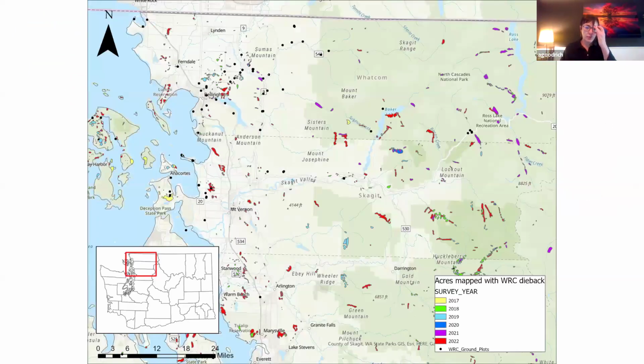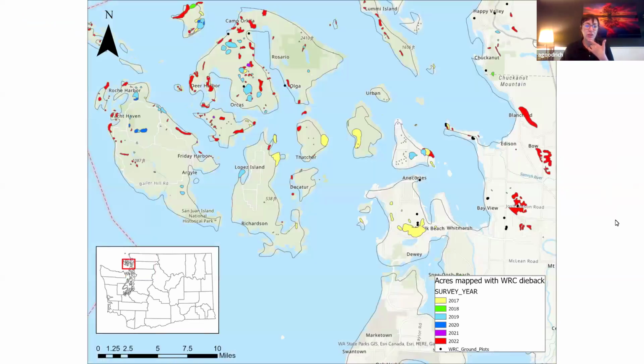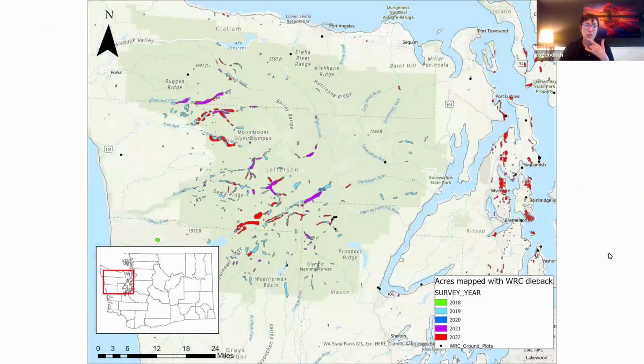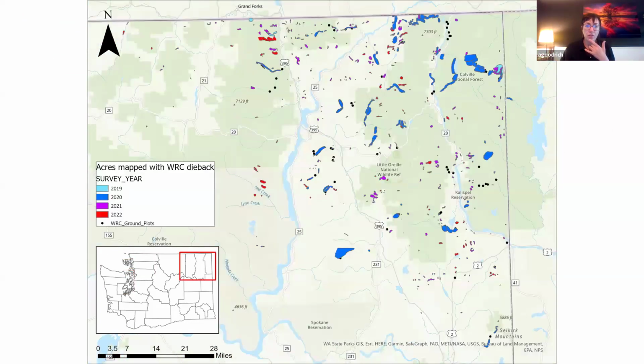This is a close-up of some northwestern counties, Whatcom and Skagit County, and where the Western red cedar dieback was mapped in the different years. This would be some of those polygons. This is San Juan Island, and then some of the lowlands around the Puget Trough area. This is the Olympic Peninsula. You can see it's mapped along these drainages, really prevalently in the Olympics there. And then these are some of the polygons mapped in northeastern Washington. A lot of these were actually mapped on the ground by Melissa Fisher, who is a DNR forest health specialist over there.